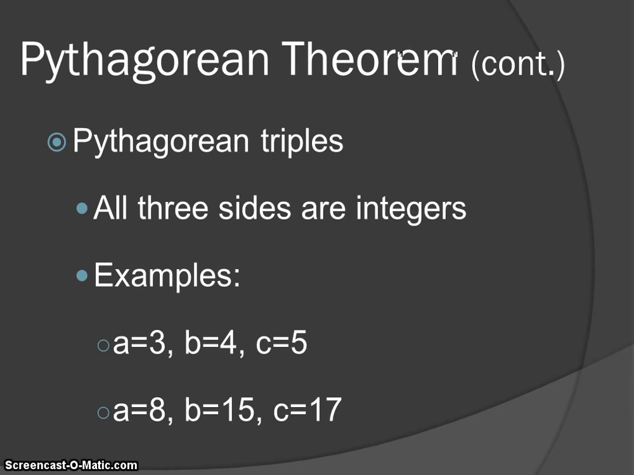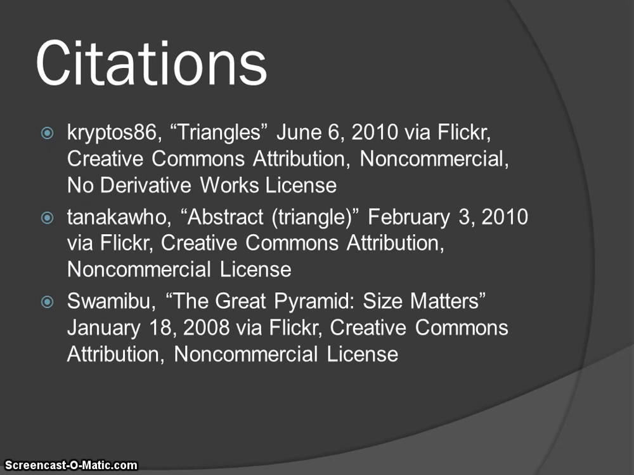Within the Pythagorean theorem, there's something called the Pythagorean triples, which are unique right triangles in which all three sides are integers, or whole numbers. Some examples of this are 3 and 4 being the base sides with 5 being the hypotenuse, and 8 and 15 being the base sides with 17 being the hypotenuse. Triangles are a very common geometric figure, but there's much more to them than meets the eye.